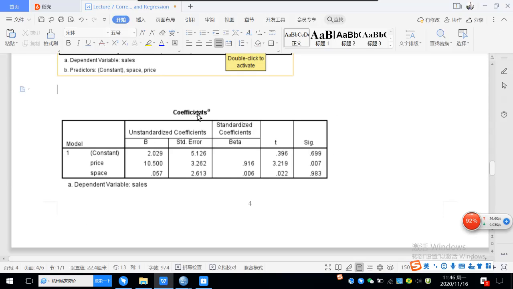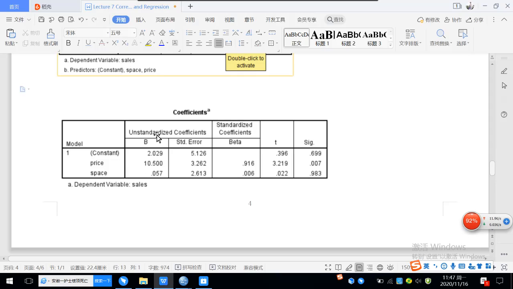Through here, it has in the model the constant, the variable price, and space. The dependent variable is just like y, right? Price like x1, space like x2. Okay, and here you can see the constant, we will skip it. We will not test the constant. First, let's look at the price variable.